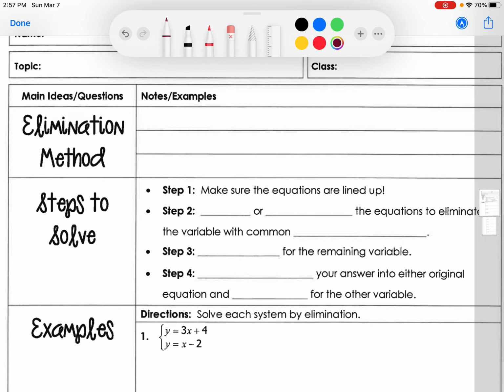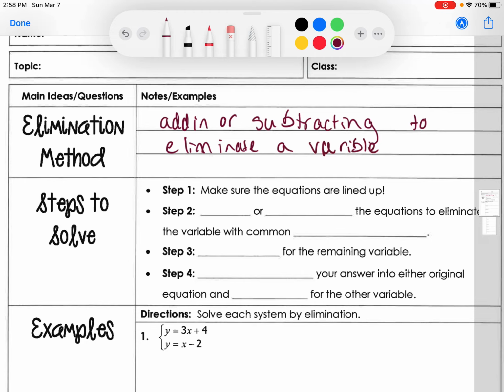So, elimination method. It's a method for solving systems of equations, and it's done by adding or subtracting to eliminate a variable. So, a method for solving systems of equations by adding or subtracting to eliminate a variable.